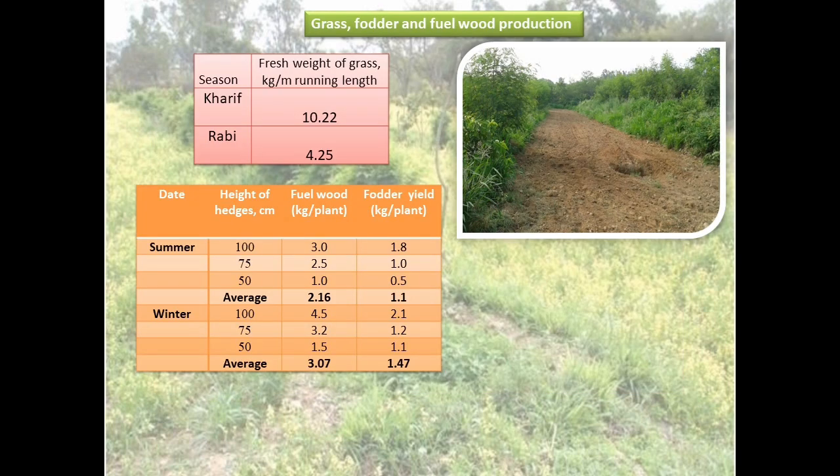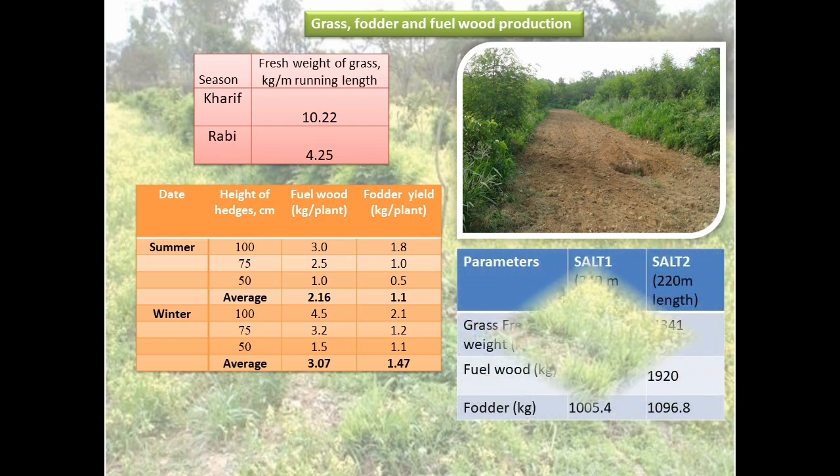The per unit yield of natural grasses growing on bund was about 14 kg per meter running length, which amounted to 3.4 tons per hectare in system. The fuel wood yield was 1.76 tons and fodder yield was 1 ton from the system per year.